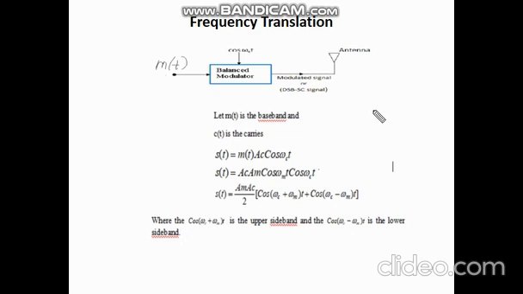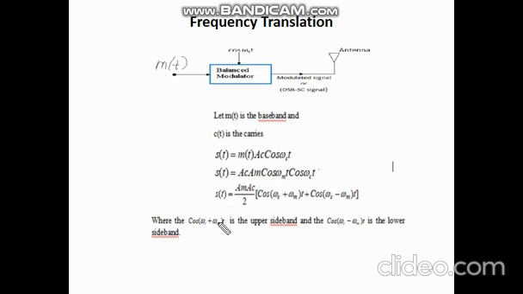Discussing what happens to the signal when you perform modulation, let us consider a baseband signal m(t) given by Am cos omega_m t, and a carrier signal c(t) given by Ac cos omega_c t. The baseband signal and the carrier signal are applied to the balanced modulator. The output of the balanced modulator is given as Am Ac cos omega_m t multiplied by cos omega_c t. This is a DSB-SC signal. If we expand this, we get Am Ac by 2 times cos of (omega_c plus omega_m) t plus cos of (omega_c minus omega_m) t.